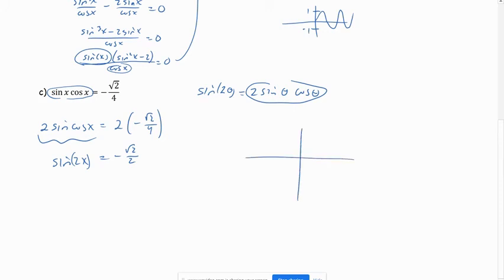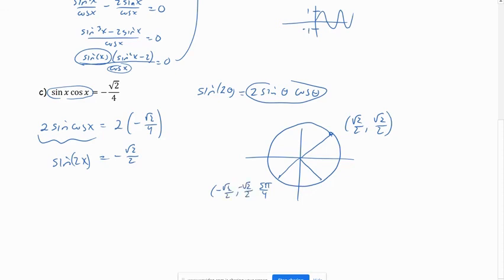That quantity should sound familiar, because whenever we are at pi over 4 or 45 degrees on the unit circle, our coordinates are root 2 over 2, root 2 over 2. Now we're looking for it to be negative. So that means sine needs to be negative, so that happens here and here. So that is 5 pi over 4. We have the coordinates negative root 2 over 2, negative root 2 over 2. And here that would be 7 pi over 4. Our coordinates are positive root 2 over 2, negative root 2 over 2. So those are the two places where sine is negative root 2 over 2.